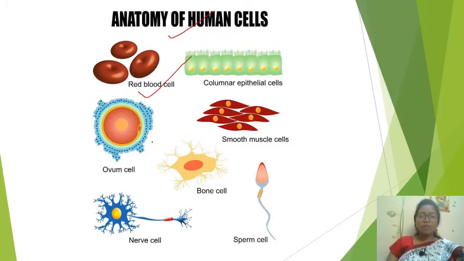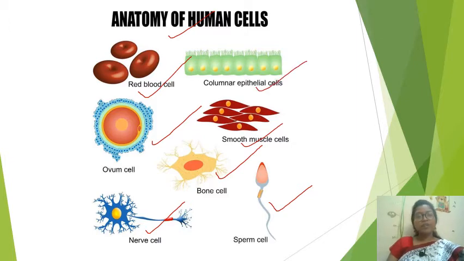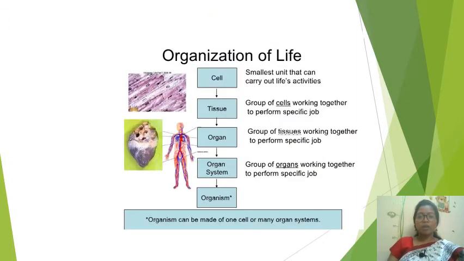Then the ovum cell, which is present in the female body. And then the bone cell, which is present in our bones. The nerve cell is an important one, present in the nervous system. Sperm cells are present in the male organ. And then there are smooth muscle cells and columnar epithelial cells. These are different human cells present in the human body.